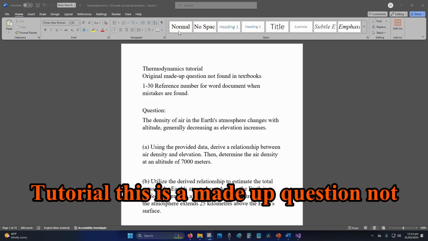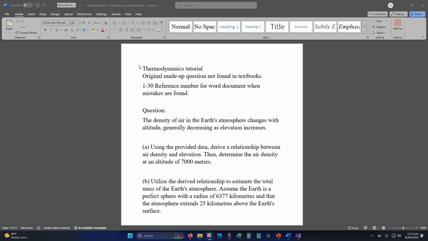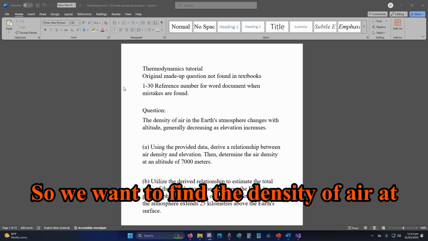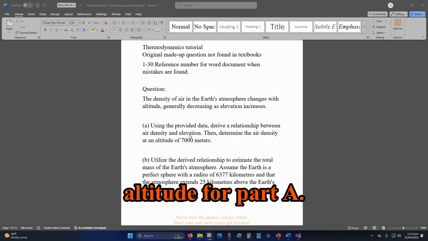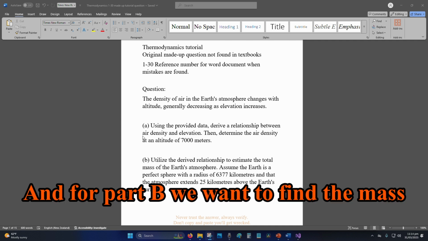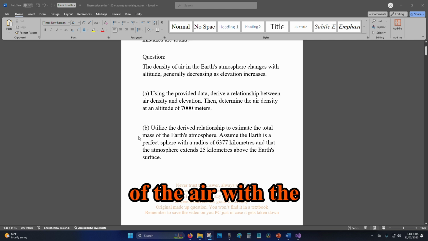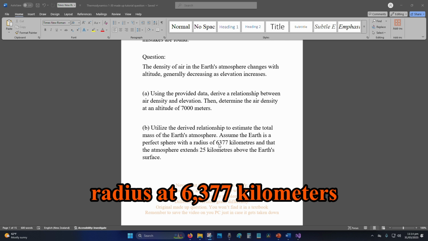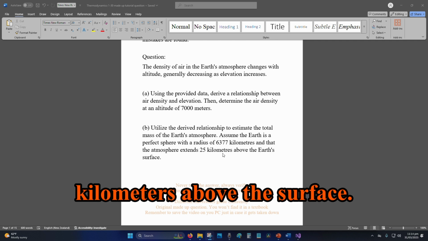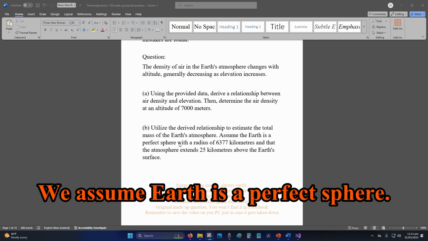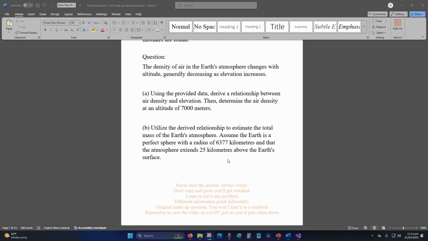This is a made-up question not found in your textbooks. So we want to find the density of air at 7,000 meters altitude for part A. And for part B, we want to find the mass of the air, with the Earth's radius at 6,377 kilometers and the atmosphere extending 25 kilometers above the surface. We assume Earth is a perfect sphere.